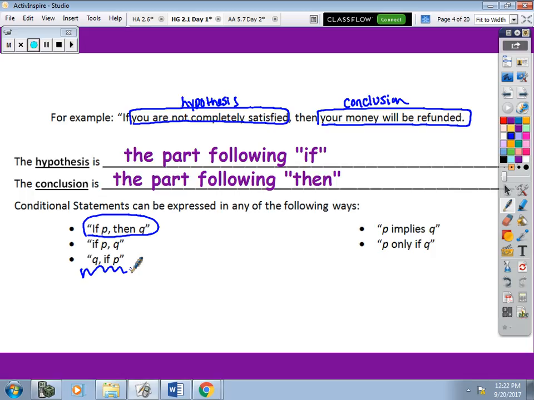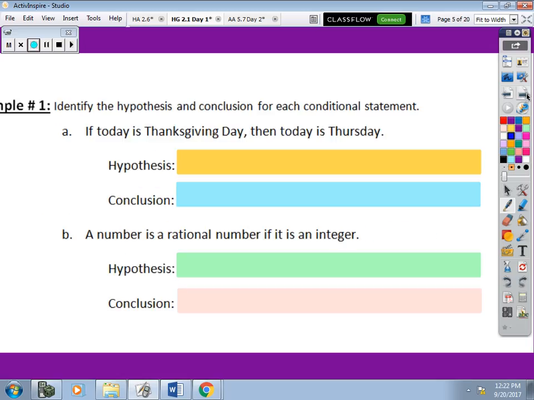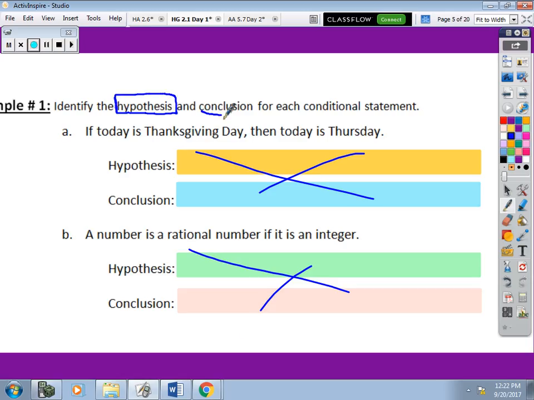Now, if you use the definition of the hypothesis, it's whatever follows the word if. You should still get it right, but just pay attention. And then you also can get really fancy: P implies Q, or P only if Q. All right, so instead of having to write all these out, let's do a little code so you don't have to write these. The hypothesis, let's put a box around it. And the conclusion, let's put a circle around it. And if you want, label them H and C, so you don't have to rewrite them out, just to save us a little time.